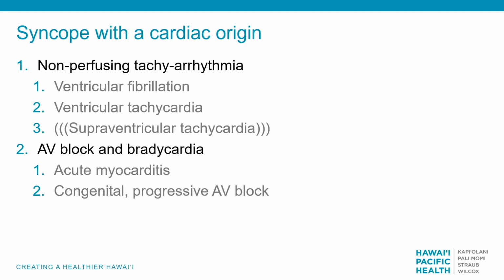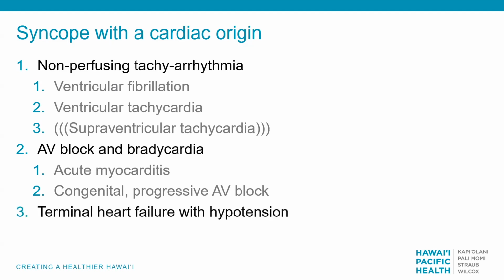And then sudden onset of AV block and bradycardia. That can also be a cardiac origin, such as in acute myocarditis. One more is terminal heart failure with hypotension. You have to have such a bad cardiac output and so low left ventricle ejection fraction that you don't push out too much blood. And that can again happen in acute myocarditis or in just terminal heart failure.